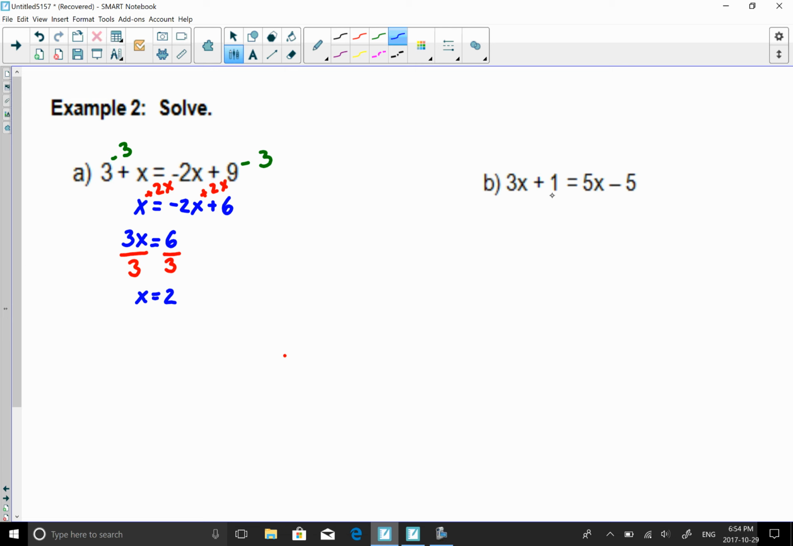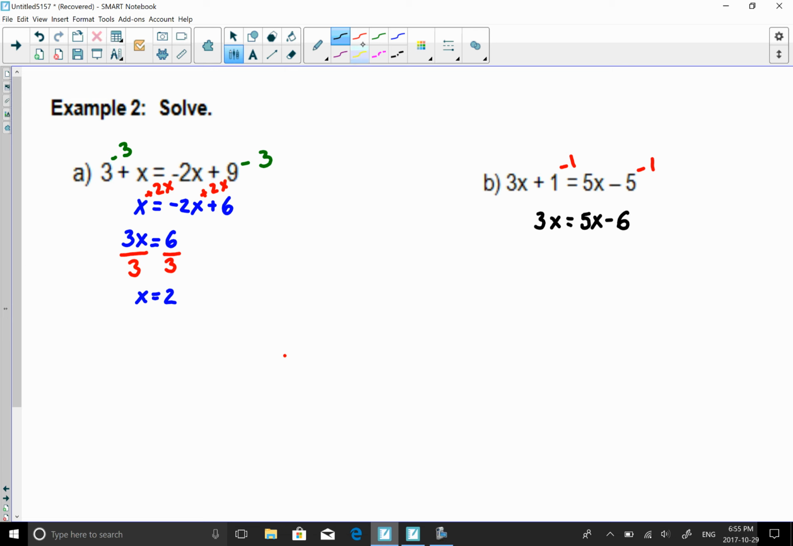Let's look at the next one. I don't want this 1 here. I want to get rid of it. So I'm going to subtract 1 from both sides. The opposite of positive 1 is subtract 1. So that leaves me with 3x here, as that's 0. And then 5x. These are like terms, so I'm going to subtract: 5 minus 1 is negative 6.